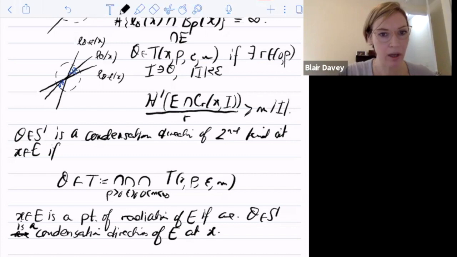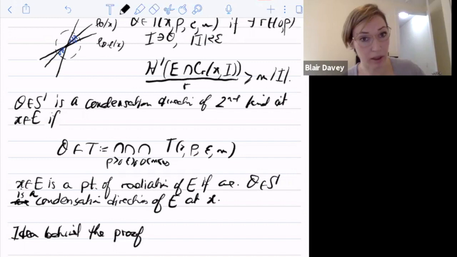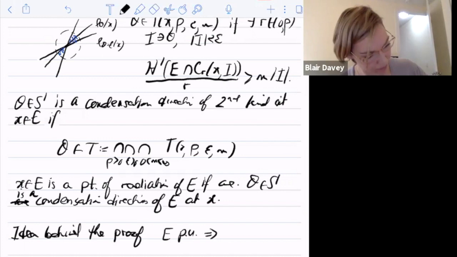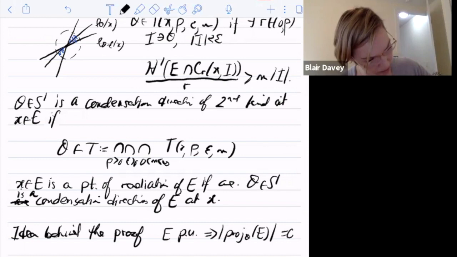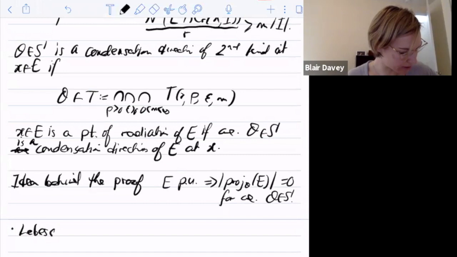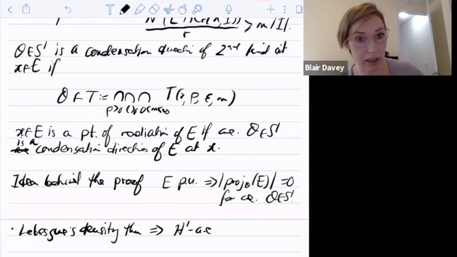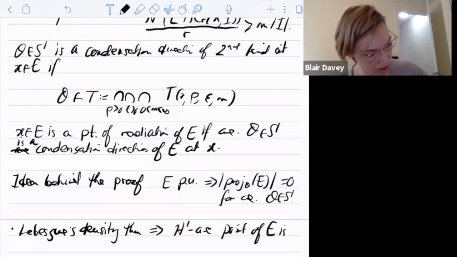So let me say a few things about the idea behind the proof of the Besicovitch projection theorem. E purely unrectifiable implies that the projection onto theta of E has measure zero for almost every theta in S1. Okay, so the first thing is Lebesgue's density theorem implies that if E is purely unrectifiable, then H1 almost every point of E is a point of radiation.